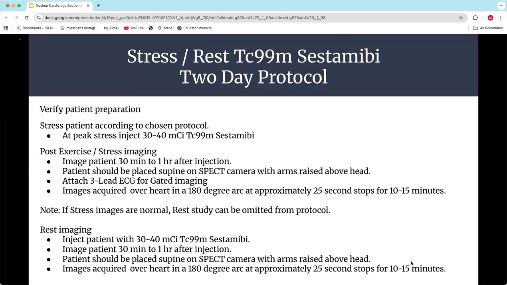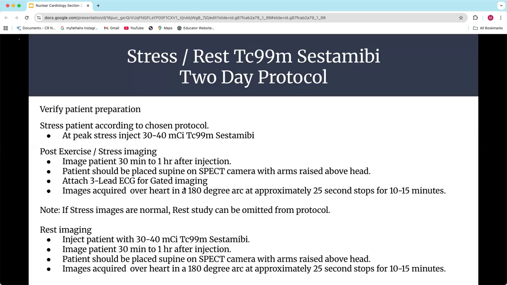Okay. All right. So coming off the back of thallium, when they first started using sestamibi, they kind of stuck with some old ways. And so there are some protocols out there, and there are places that I've seen that still use these old protocols. And so we'll talk about a stress-rest protocol. It's a 2-day protocol that they use.